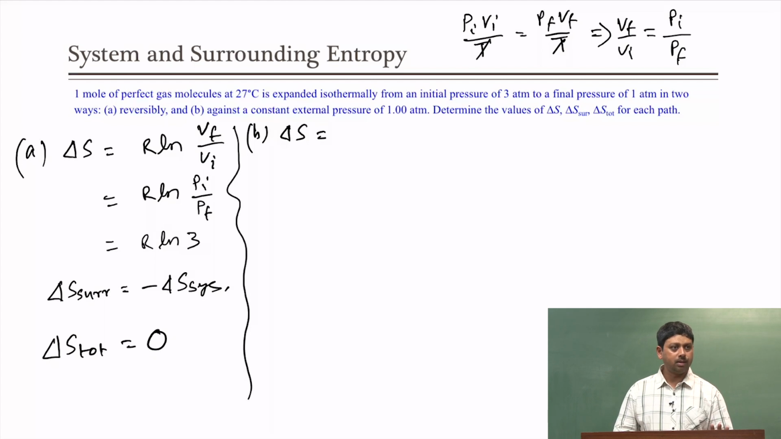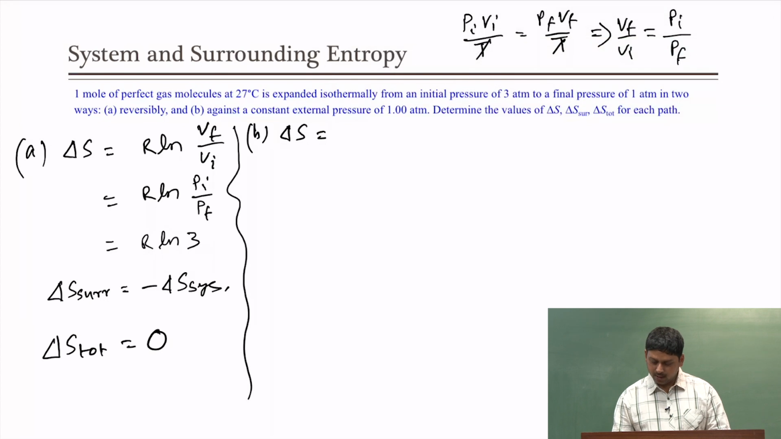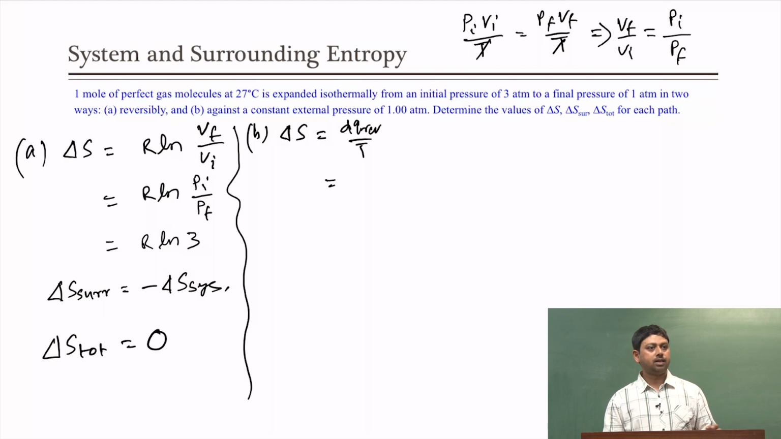It is an isothermal process, remember the temperature is not changing. So we know that dS is dq by T, dq reversible by T. So what is dq reversible here? It is a constant pressure process. Our dq we can get from, because dU is 0 since the temperature is not changing, dq is minus dw. So dS is minus dw by T.